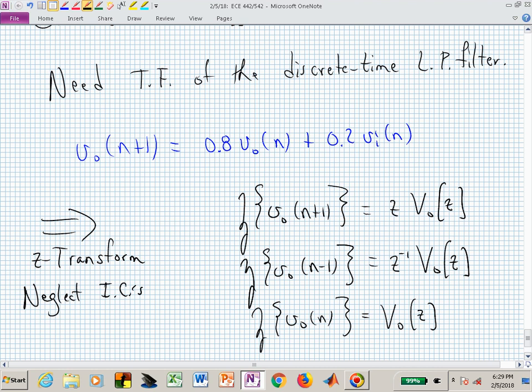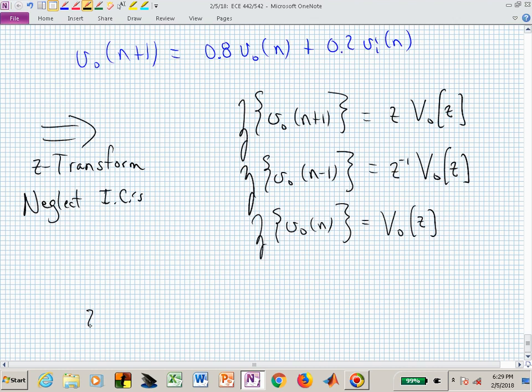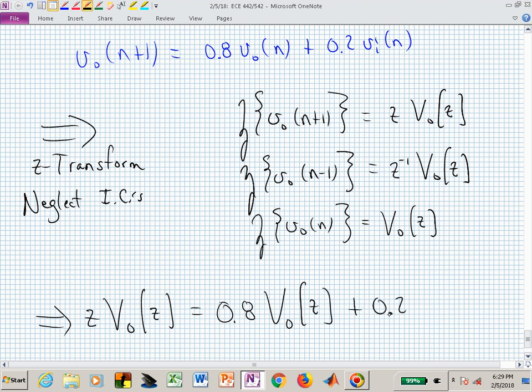Now we know how to put little v naught of n plus 1 into the frequency domain. We say that that's z, V sub 0 of z, equaling 0.8. And we just said, well, that's just capital V sub 0 of z. What do we do with little v sub I of n when we z transform it? Just capitalize it. We hit the shift key. We now have V sub I of z.